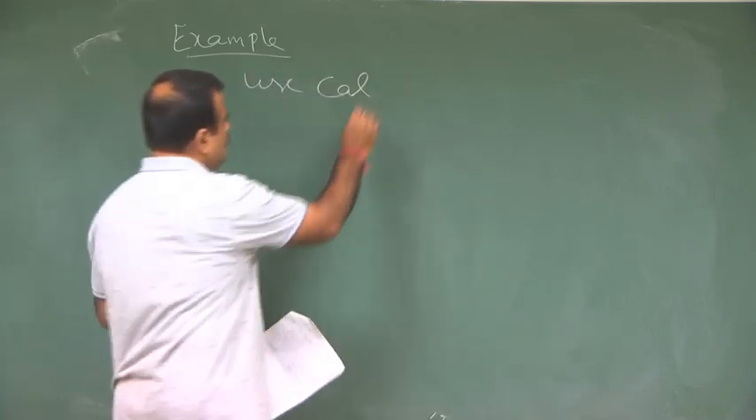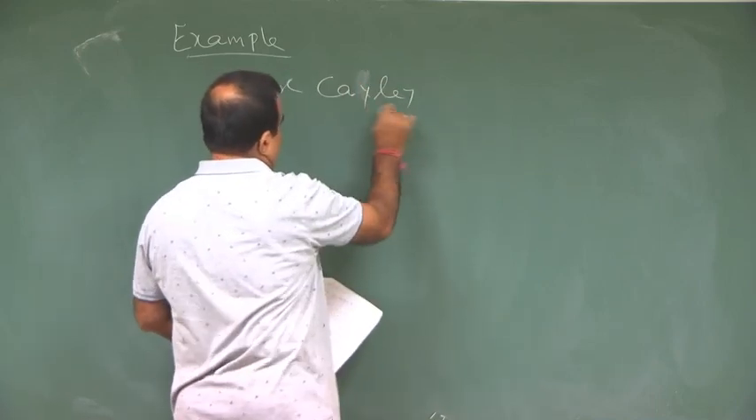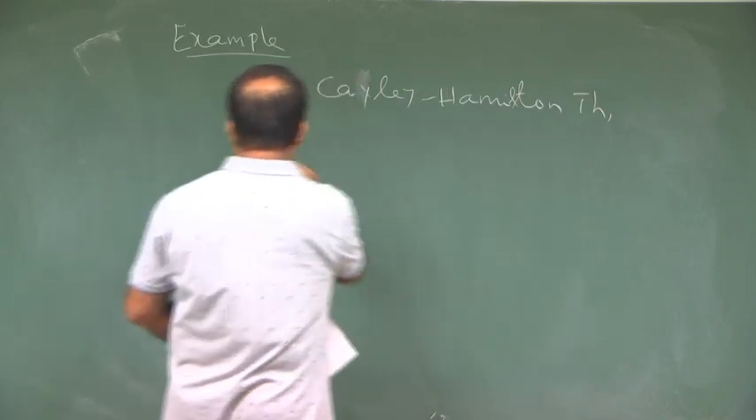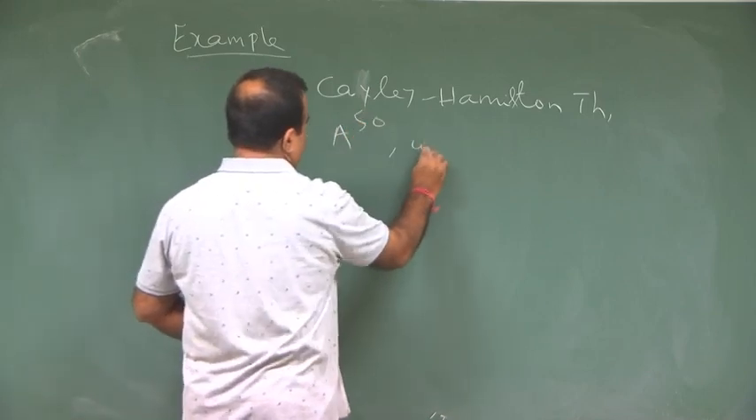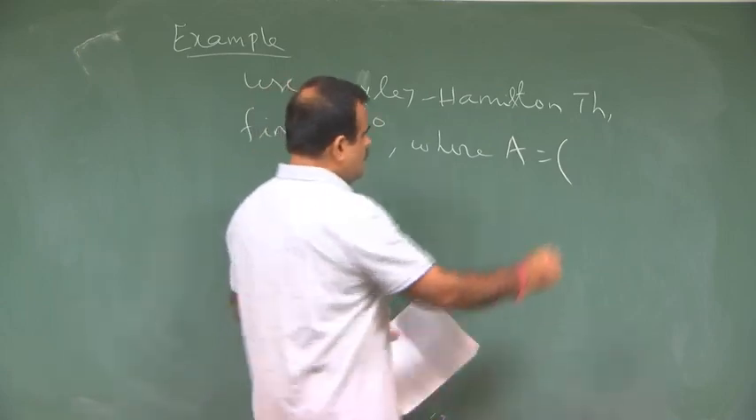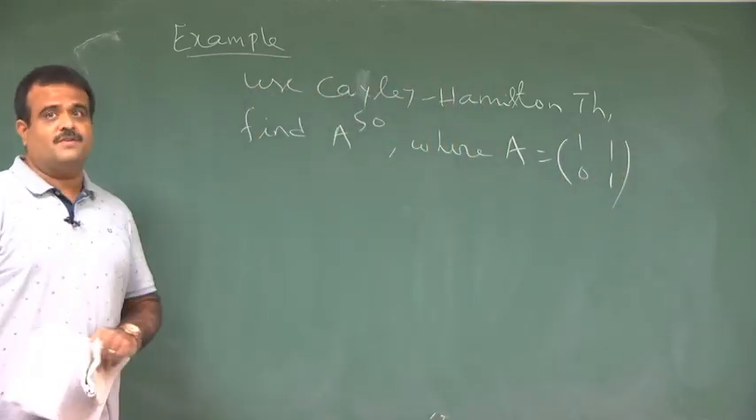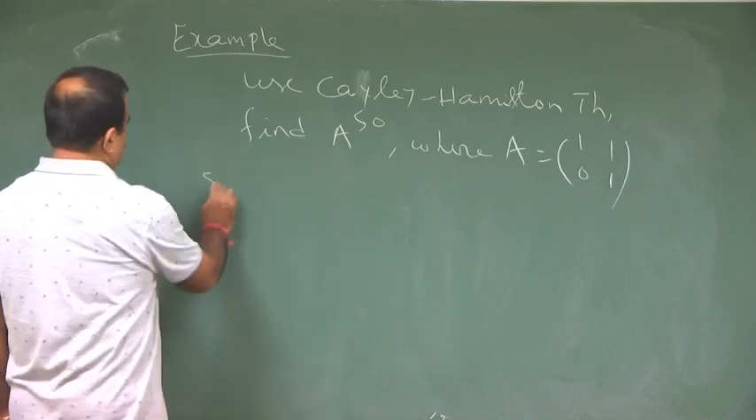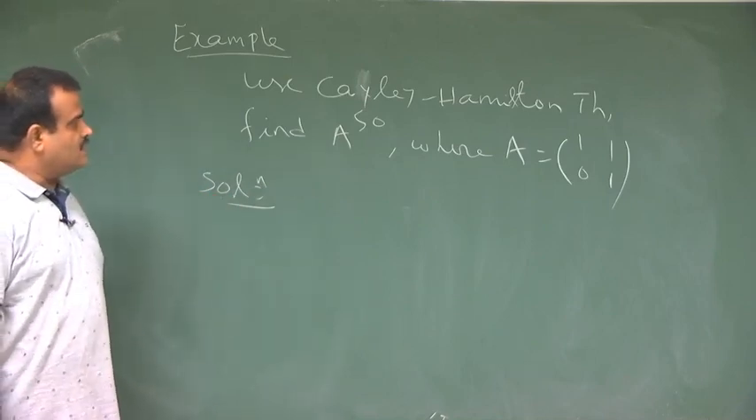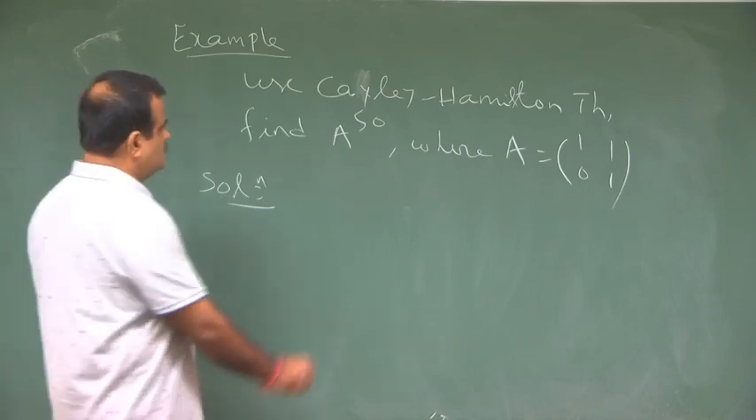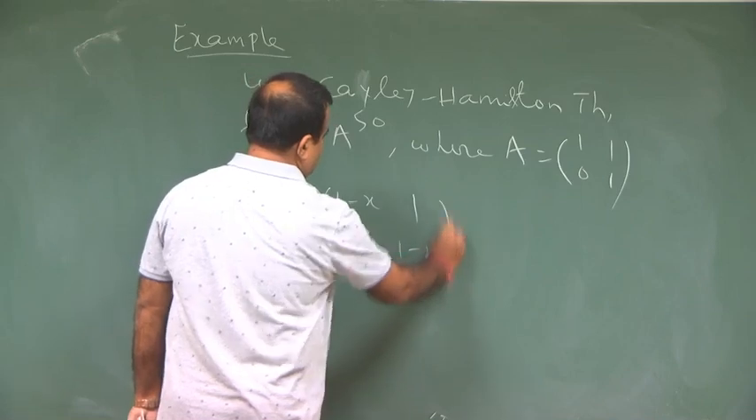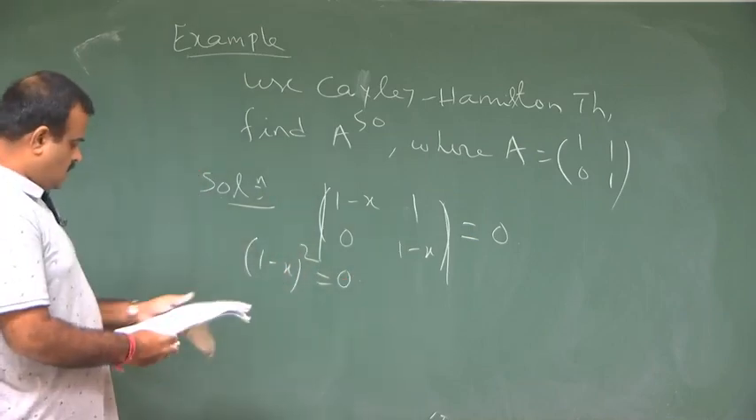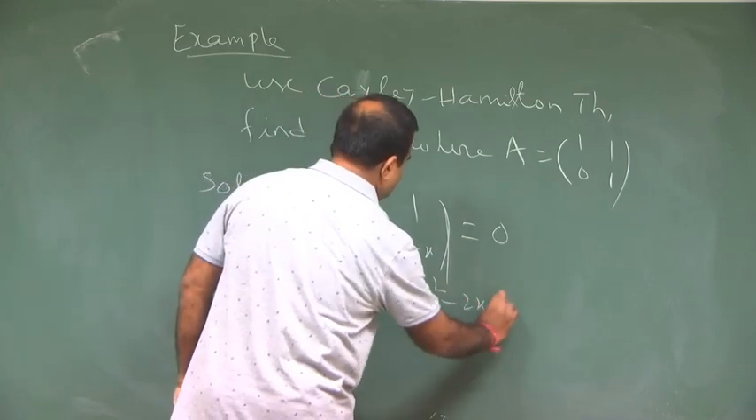Use the Cayley-Hamilton theorem to find A to the power 50, where A is some matrix, say 1 1 0 1. How to get the characteristic polynomial? So, the determinant of 1 minus x, 1, 0, 1 minus x is 0. So, this is giving us (1 minus x) square is 0. So, this is telling us x square minus 2 x plus 1 is equal to 0.